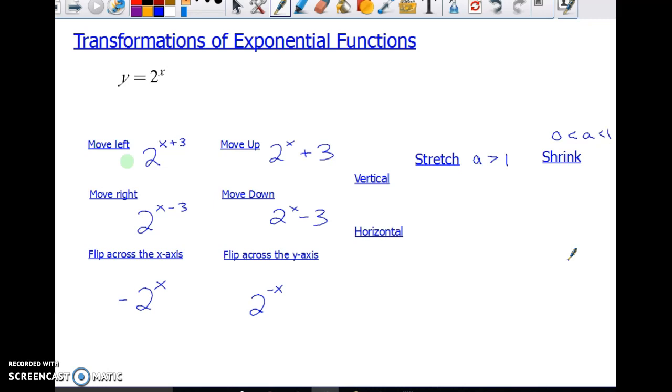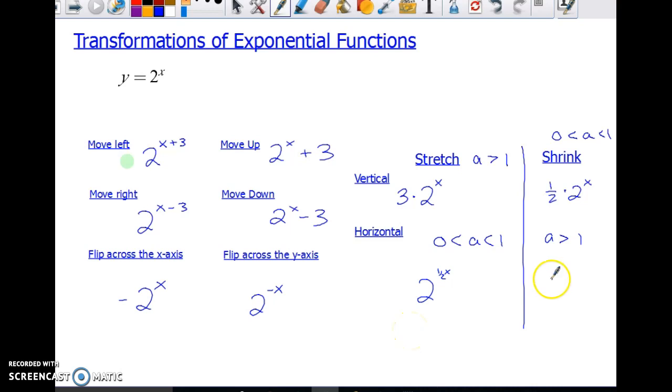That's true for vertical, and then for horizontal, it's flip-flopped. So my stretch has that rule, and my shrink has this rule. Just a matter of where you put it. So if I have 2 to the x and I want to stretch it vertically, I'm going to multiply it by a number out front that's bigger than 1. If I want to shrink it, I'm going to put a number out front that's a fraction. For a horizontal stretch, you're going to be putting the number inside of the function. Horizontal shrink, again, the number inside of the function.